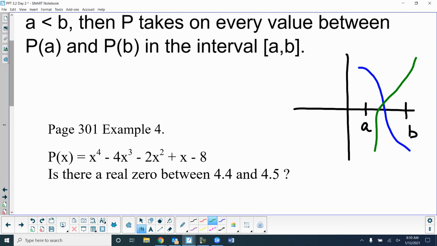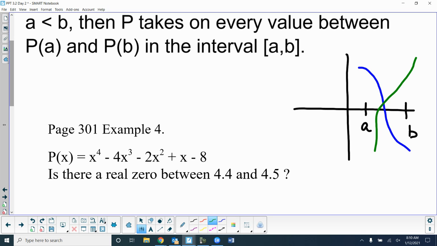Okay? So they're going to give you a polynomial P. They're going to give you the whole polynomial. They're going to ask, is there a zero between 4.4 and 4.5? Or 2 and 3? Or 6 and 7? And what you need to show is that one of these answers, when you plug 4.4 in, is positive, and one of them, when you put 4.5 in, is negative. One's got to be positive, one's got to be negative to show that there's a zero between them.